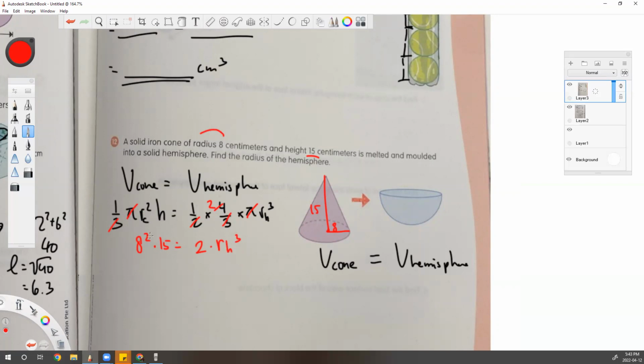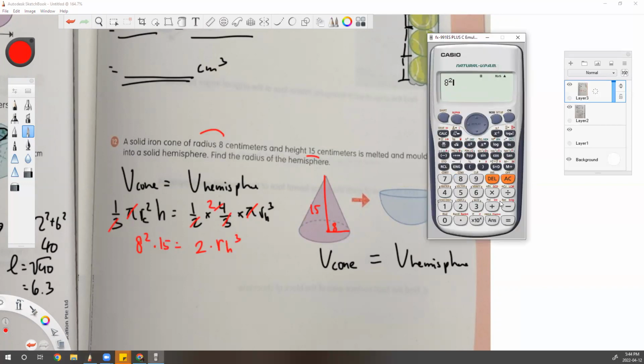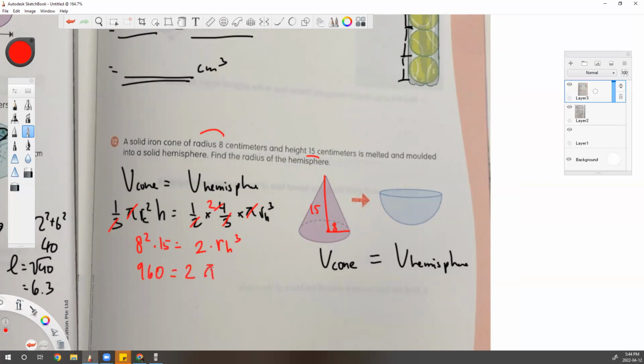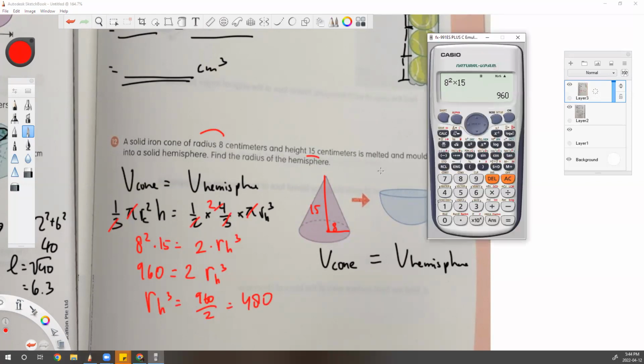And then you can multiply one by one. Do it slowly. 8 squared times 15, and then get the answer, 960, equals 2r of the hemisphere cubed. And then what we need to do, r of the hemisphere cubed is 960 divided by 2, 480, right? But we are not done yet. We need to find the r by doing the cube root. Okay, cube root of 480 equals 7.8.